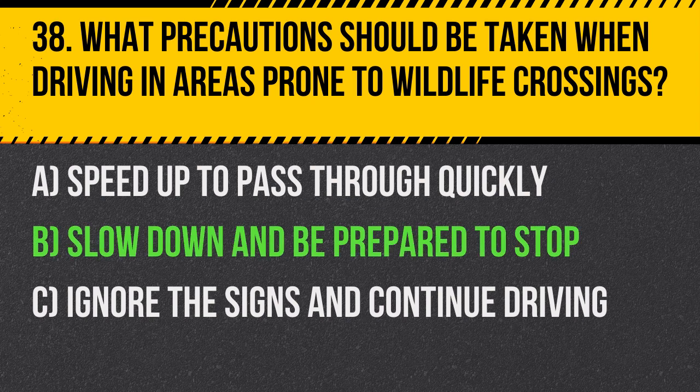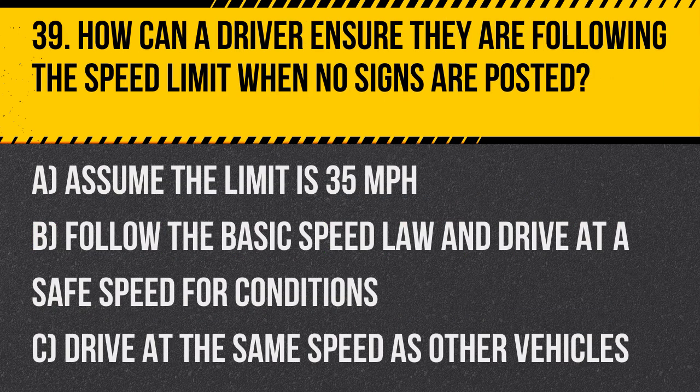Answer. B. Slow down and be prepared to stop. Wildlife can be unpredictable, and it's important to drive cautiously. Question 39. How can a driver ensure they are following the speed limit when no signs are posted?